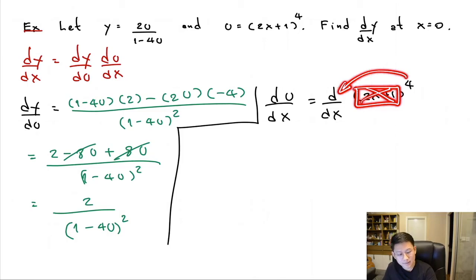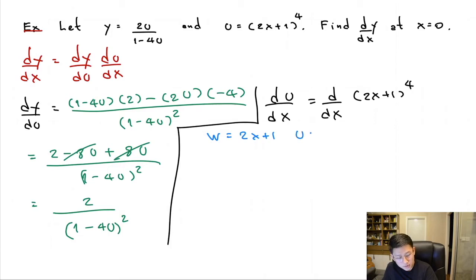So I'll let w be 2x plus 1. So u is, sorry, u is actually w to the power of 4. So in one question, you can use chain rule multiple times. You can use it like 5 times, 4 times, or I don't know, multiple times.